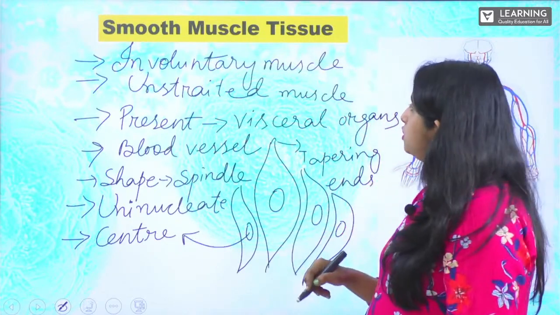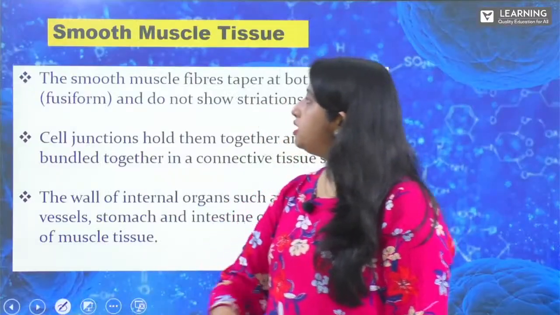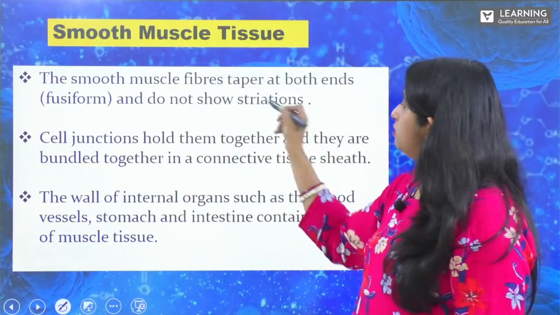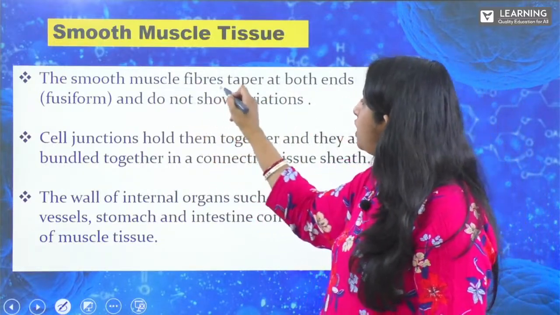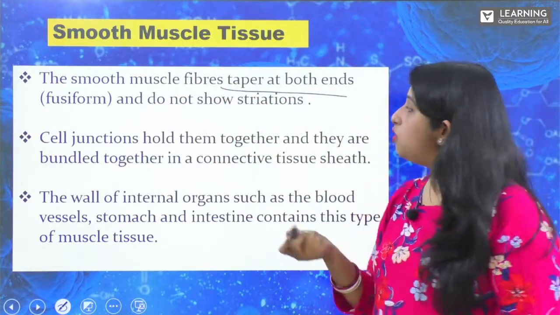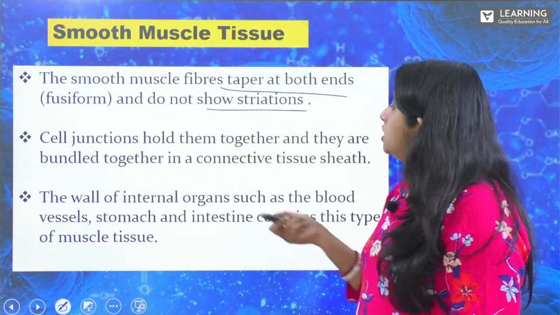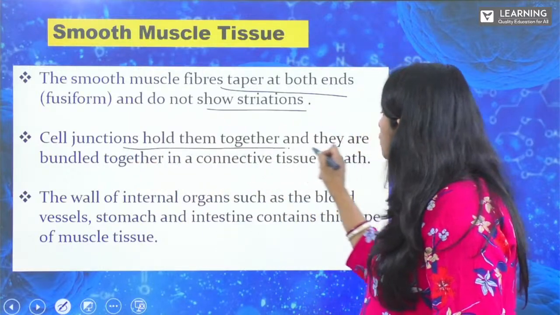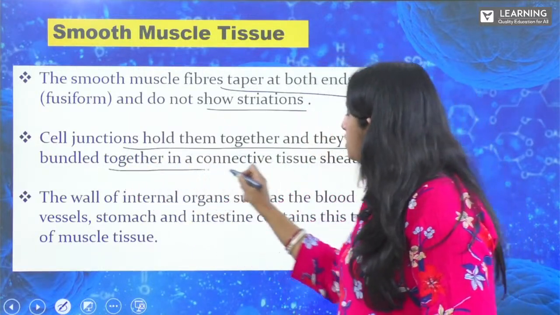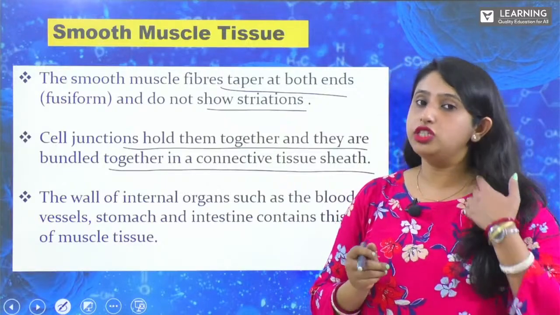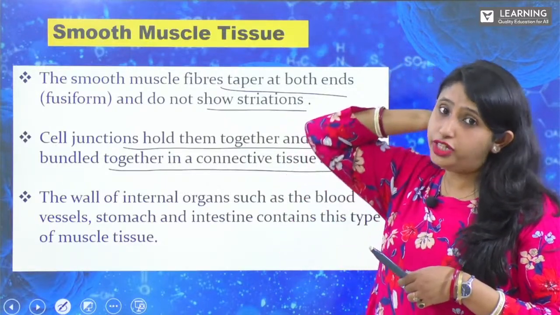So this is about smooth muscle tissue. Now next, let us read the smooth muscle tissue. You can write down these definitions. The smooth muscle fibers have tapering ends, and also they do not show striations. Cell junctions hold them together and they are bundled together in a connective tissue sheet. So they are also covered with the help of the connective tissue.